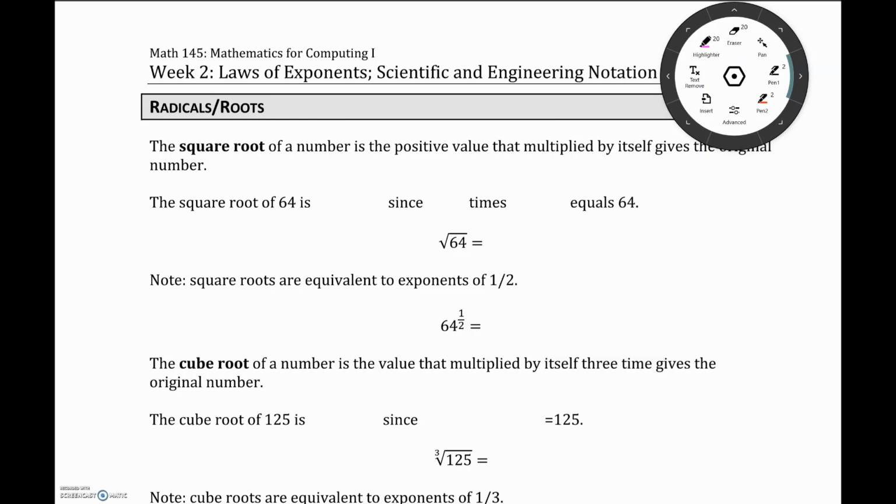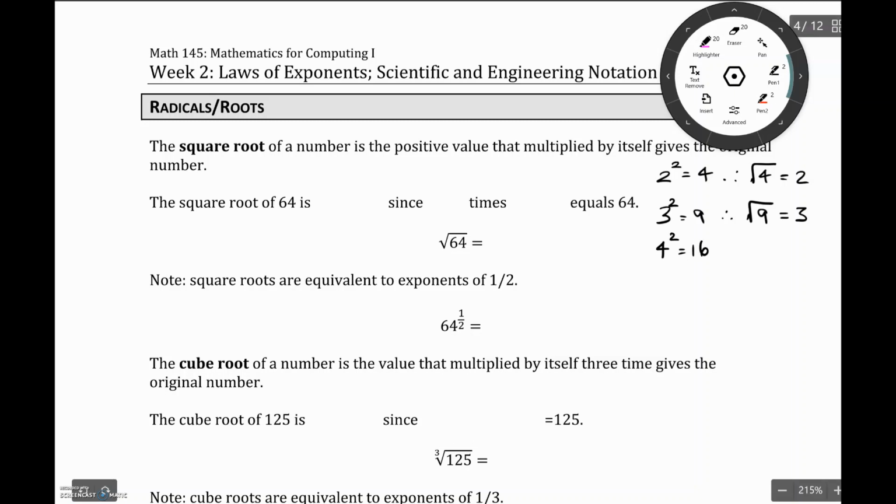Let's now talk a bit about roots. Now we know that 2 squared is equal to 4. Therefore, we could say that the square root of 4 is 2. Likewise, we know that 3 squared is 9. Therefore, we could say that the square root of 9 is 3. I hope you're seeing a pattern. We know that 4 squared is 16. Therefore, the square root of 16 is 4.